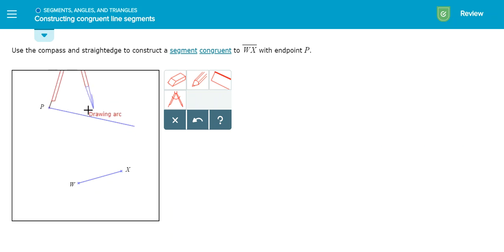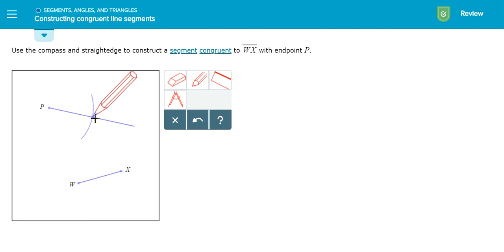If I want to use that same setting, I can come over here to P and then draw an arc. I've made an arc through that ray so that I have the same setting as when I was with W and X over here. These are the same length from each of those points.